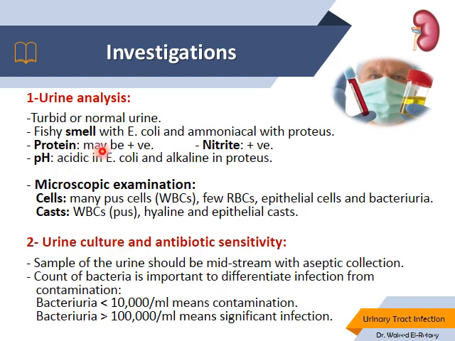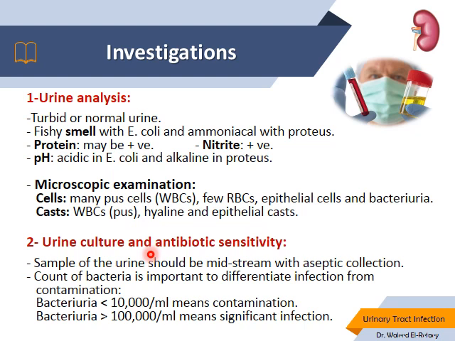A fishy smell may be present with Escherichia coli. An ammoniacal smell may be present with Proteus. Proteins may be present but mild, 1 plus. Nitrite may be positive. The pH may be acidic in E. coli or alkaline in Proteus infection.